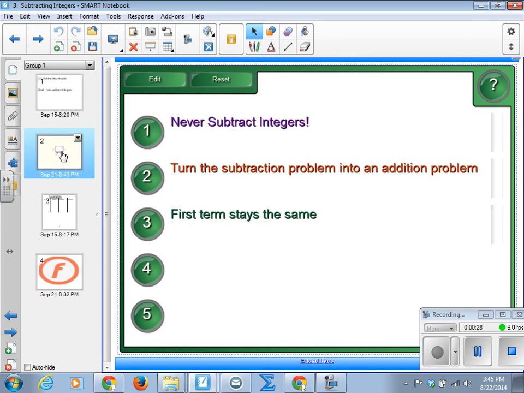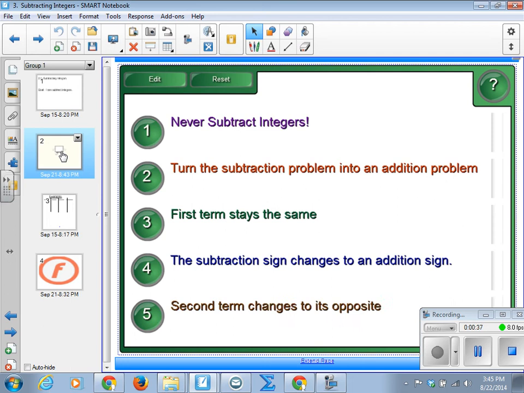So our first term remains the same. We change our subtraction sign into an addition sign. And the second term changes to its opposite. So you see why we learned about opposites a few lessons ago. They become really important here.